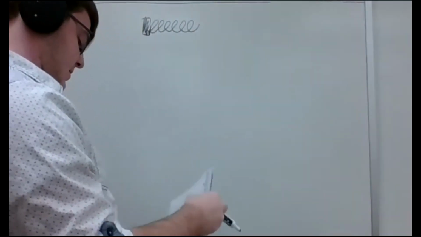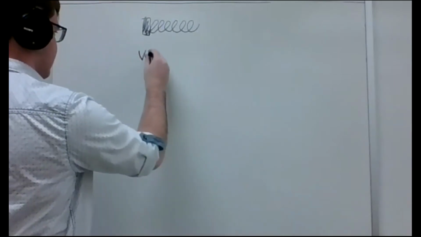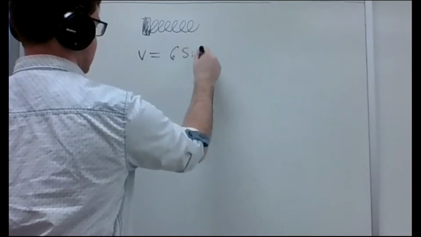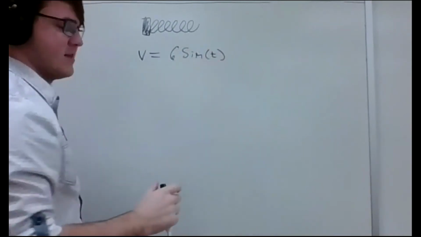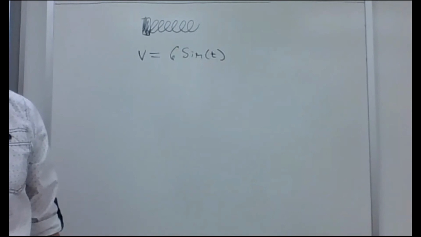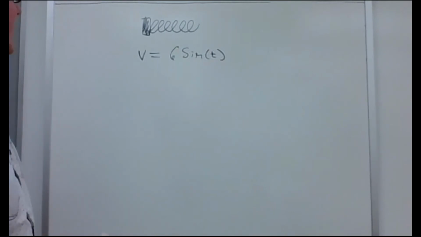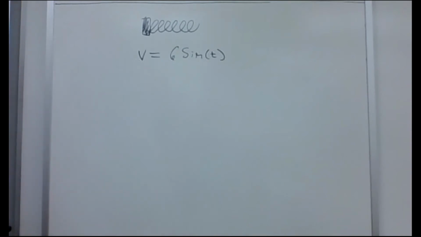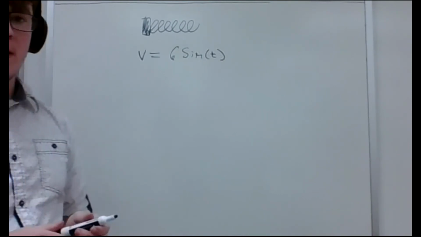We can describe that movement by saying, well, let's say the velocity is going to be 6 sine t. So that's what our velocity is going to look like. All right, so this is kind of simple, but it's principle. But so at what time is it going to be moving the fastest, and how fast will it be moving?